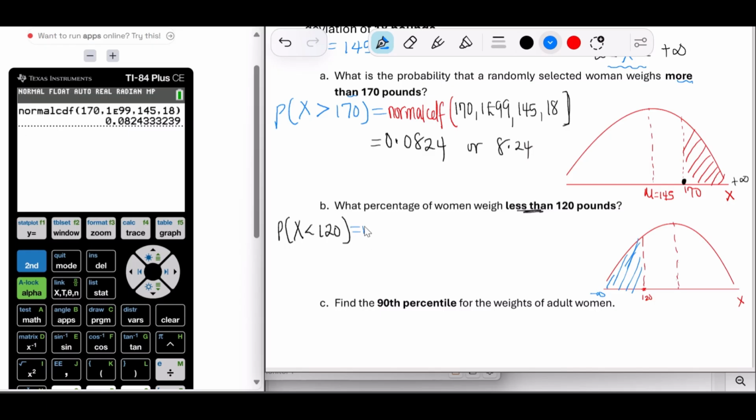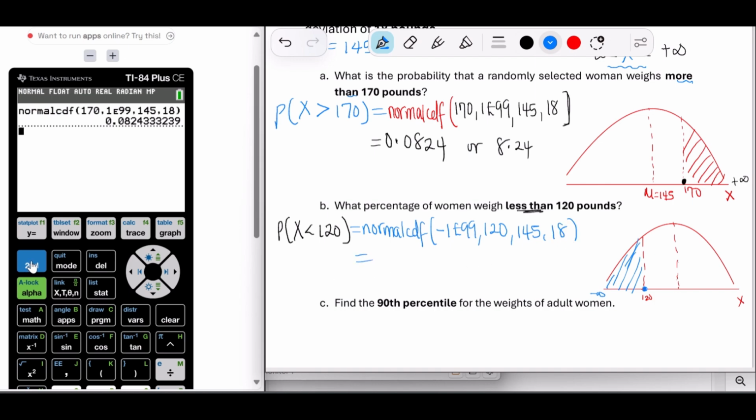Now, using the normal CDF approach, so here we have the normal CDF. The lower bound is going to be negative infinity, which is negative 1e99. And the upper bound is going to be 120. The mean is going to be 145 as previously used, and sigma is still going to be 18.